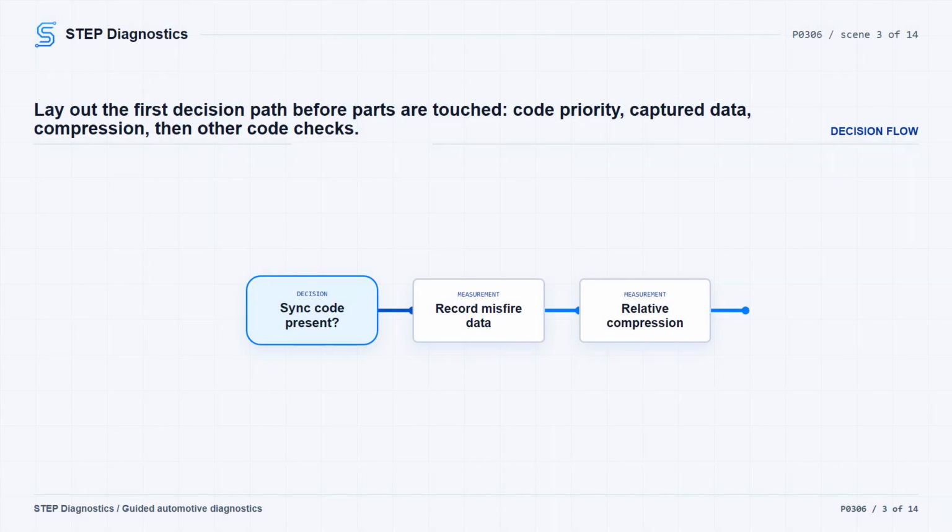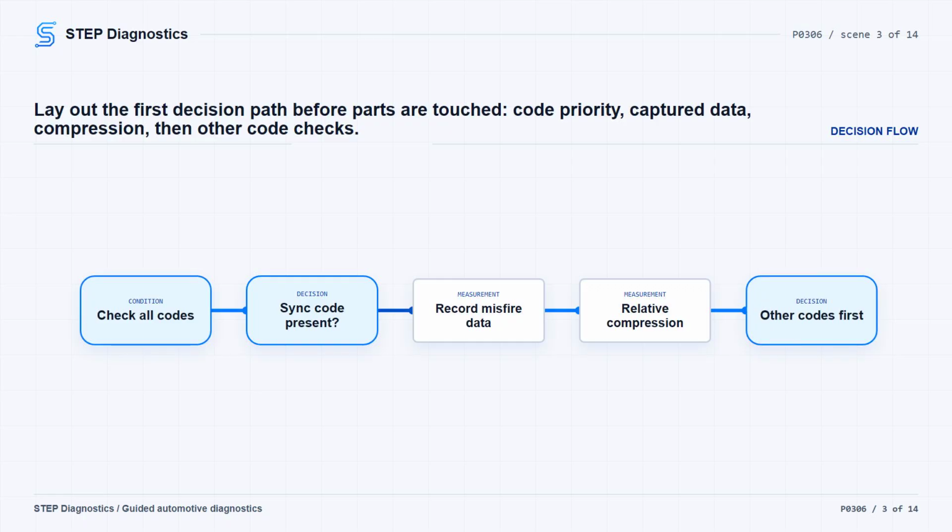Start with the basic system checks and look at the full code picture. If another code points you toward a cam or crank synchronization issue, handle that branch before treating this like a simple cylinder misfire. If P0306 is the active misfire path, pull the PCM misfire freeze frame data, record the available PID values, and compare them to the normal reference values. If something in that captured data is out of range, move into the proper follow-up testing for that area instead of guessing. Next, run the relative compression test.